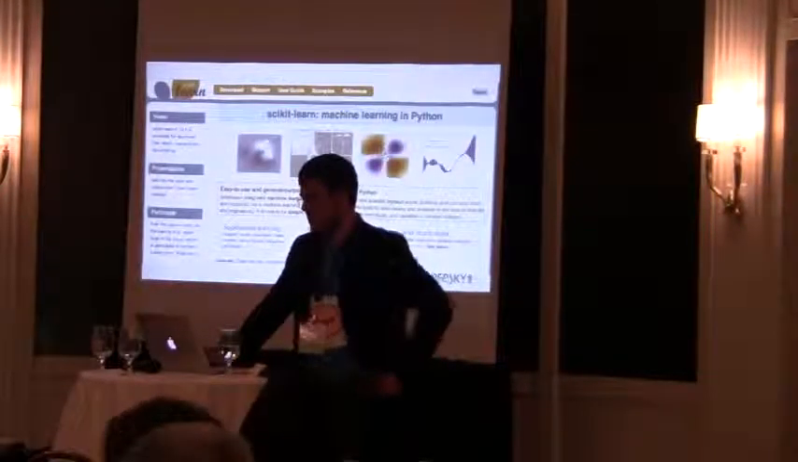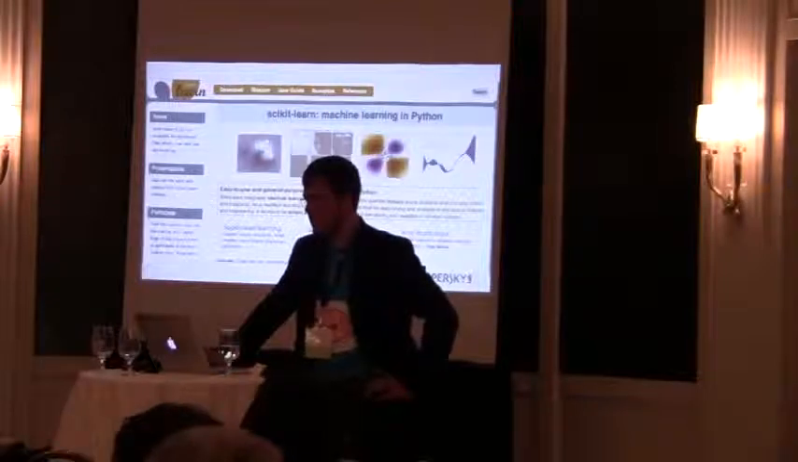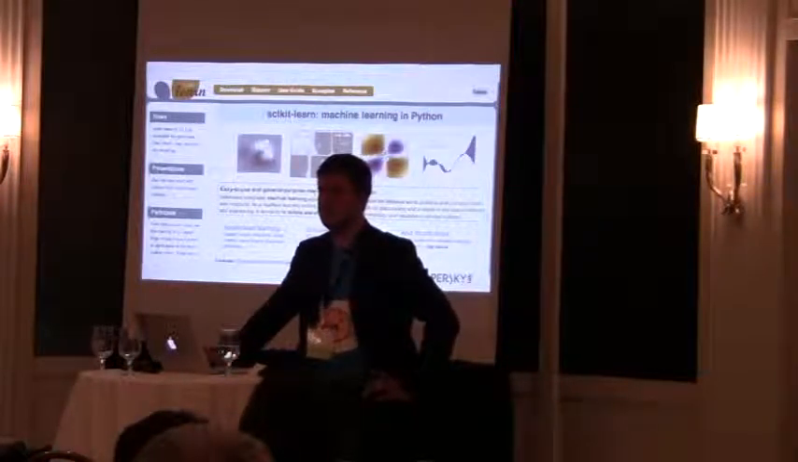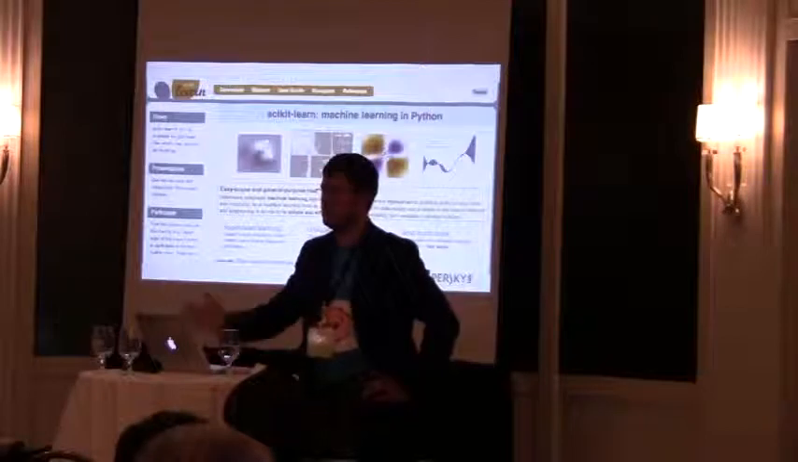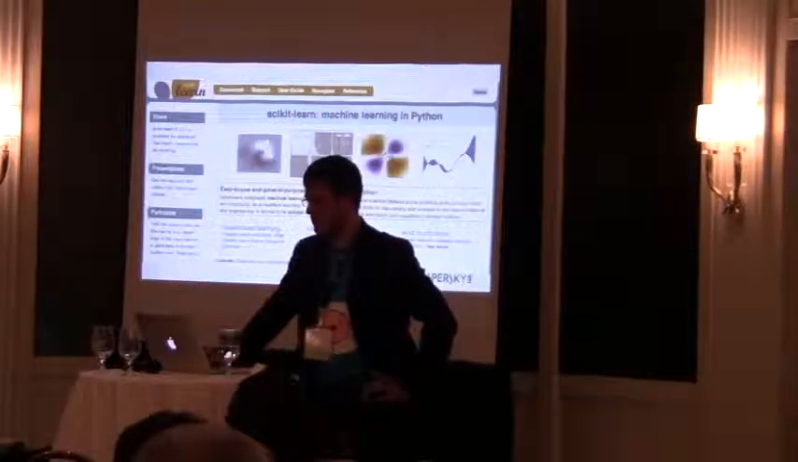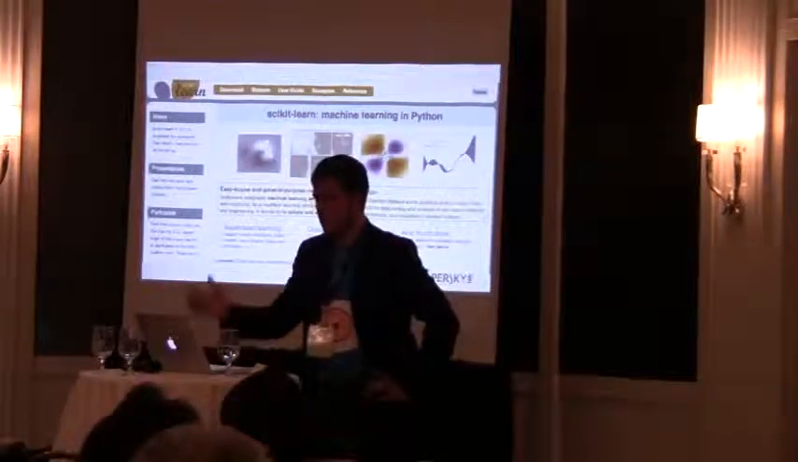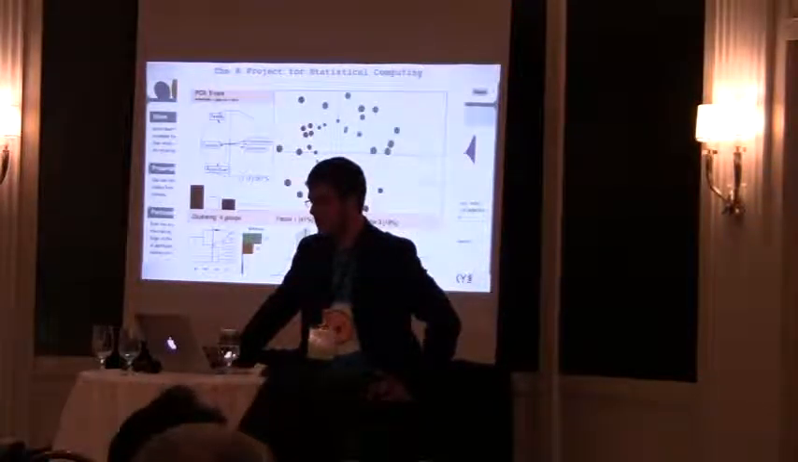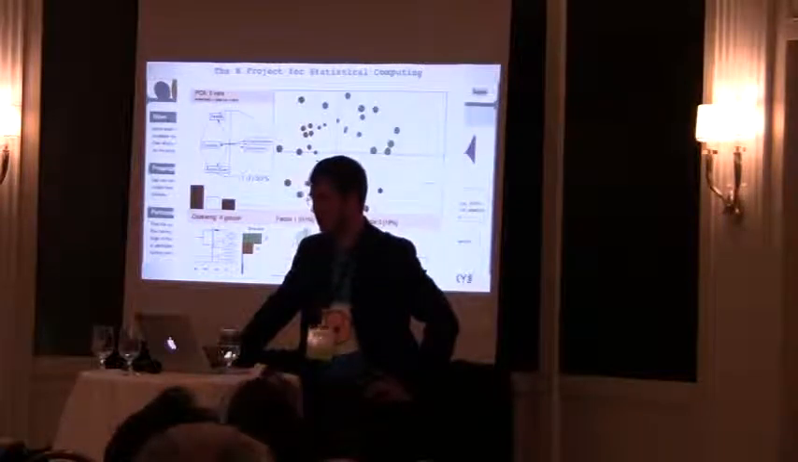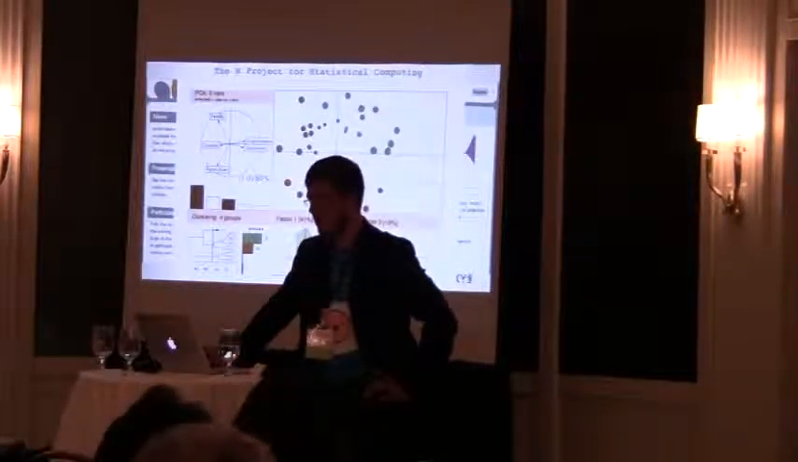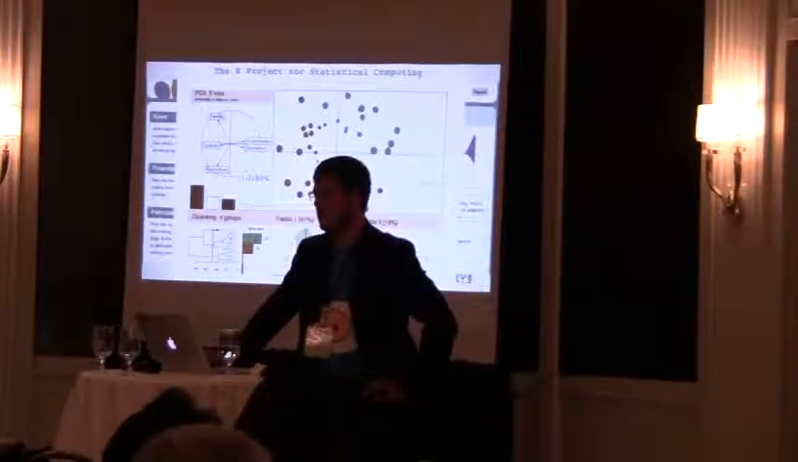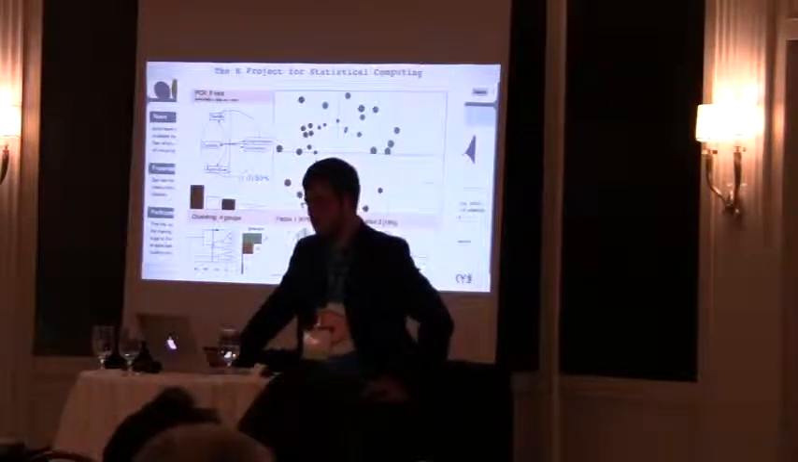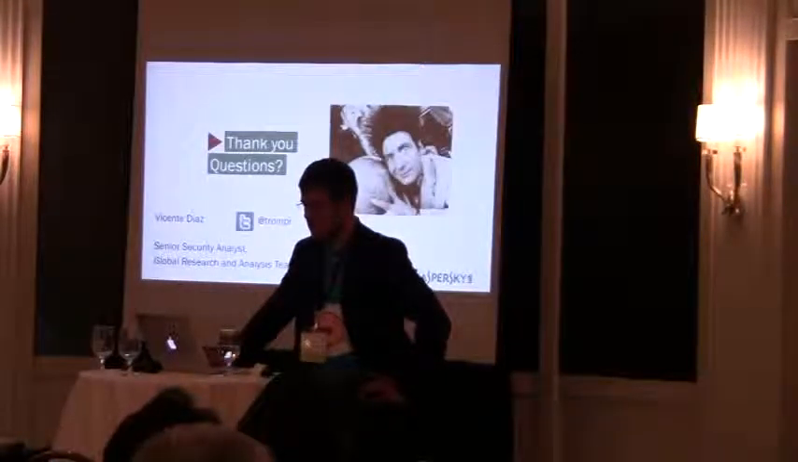The second one is scikit-learn, machine learning in Python. Basically, this is a set of libraries that you can use if you like to implement in Python, as I do. And you can have access to a lot of different cool stuff. And also the R project for statistical computing. R is a computational language. So basically it has a lot of libraries for data mining, importing data, and doing cool stuff.